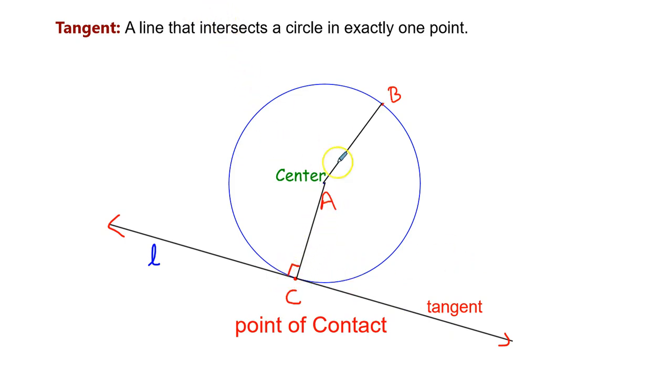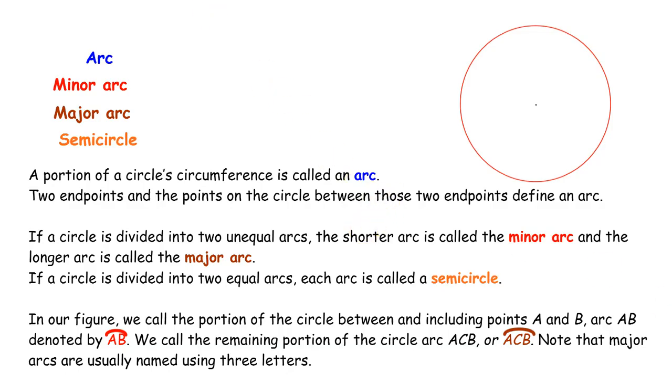So therefore, what I can say is this radius AC is perpendicular to the line L. This is the symbol for perpendicular to. So the radius is always perpendicular to the tangent. Please remember that.